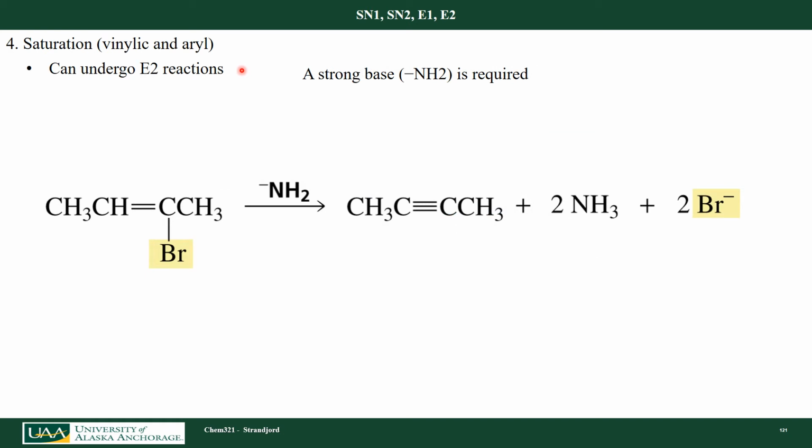E2 reactions for vinylic and aryl are a different story. If I have a very, very strong base like sodium amide here, I can actually remove that proton here at the same time as my bromine leaves to form the alkyne. Notice this is an internal alkyne, because if I had a terminal alkyne, I would deprotonate it with the sodium amide itself. So I need a strong base.